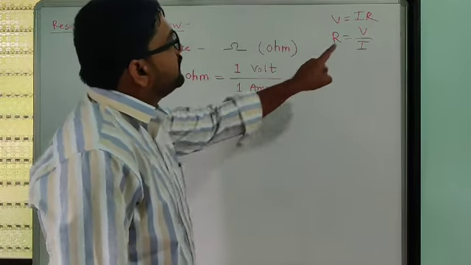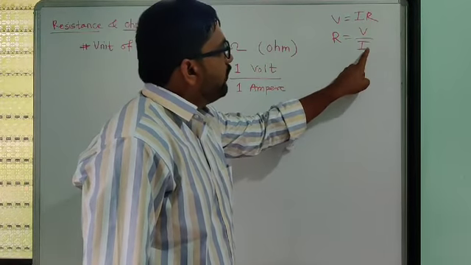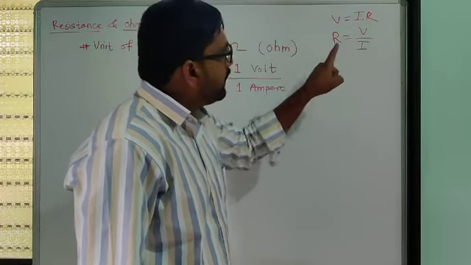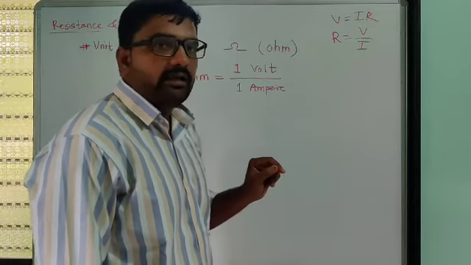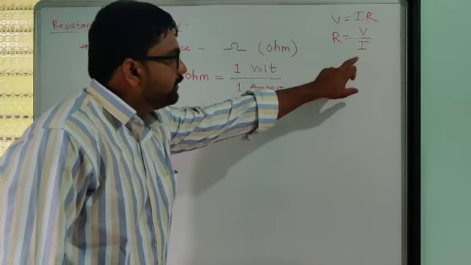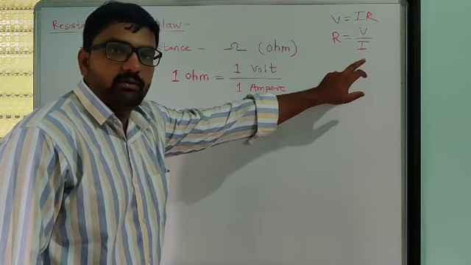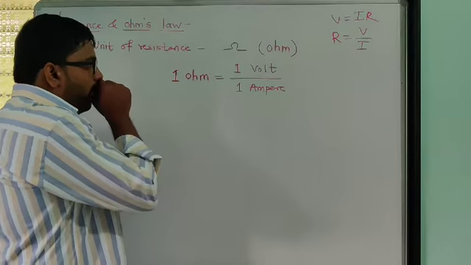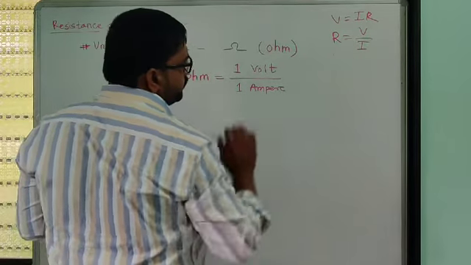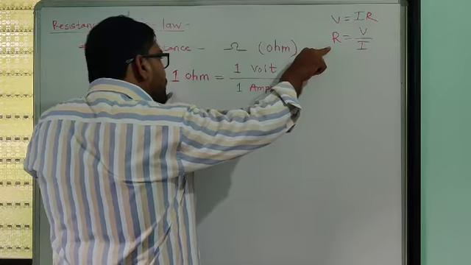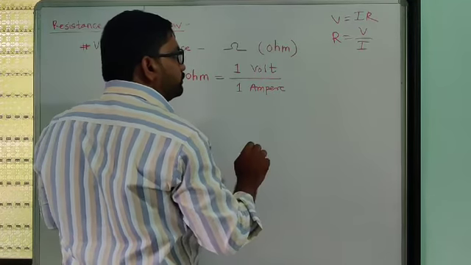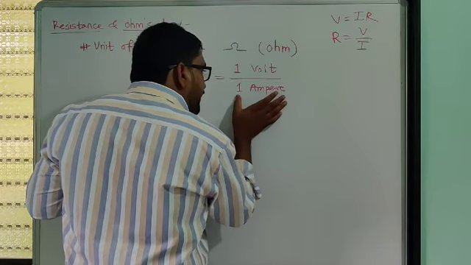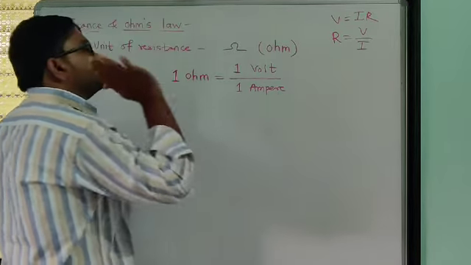We know V is the potential difference, which is measured in volt, and I is the electric current, which is measured in ampere. Ampere is the unit of electric current. So by using this formula we can say that 1 ohm resistance will be equal to 1 volt potential difference divided by 1 ampere current.